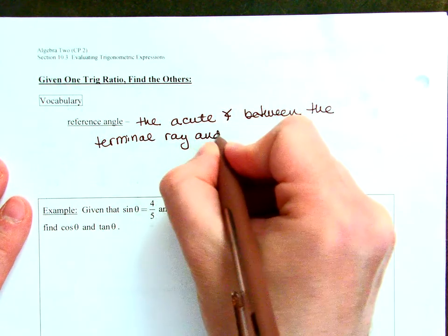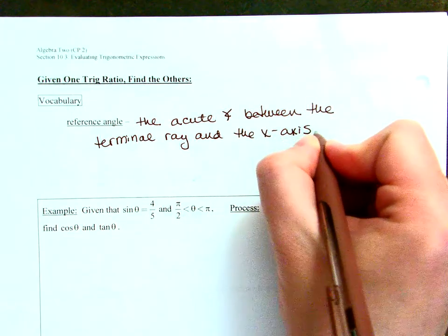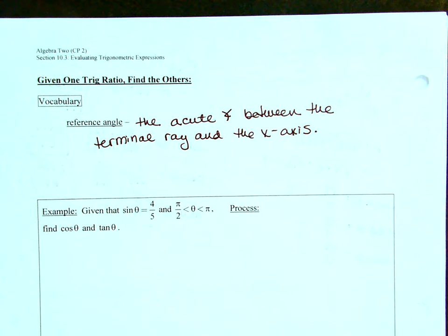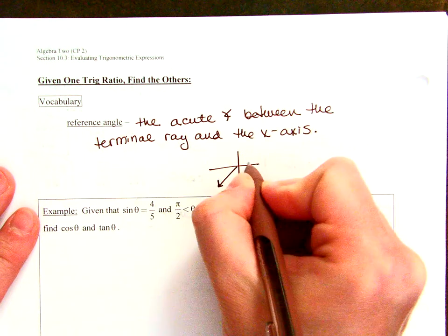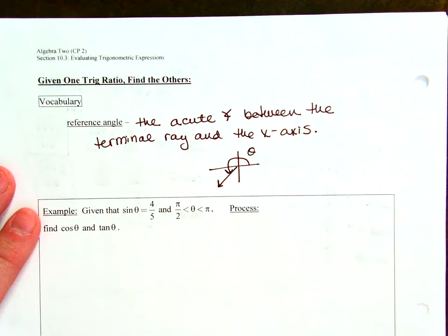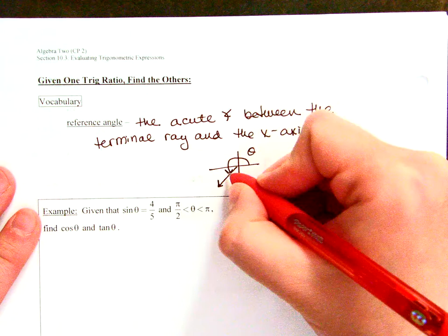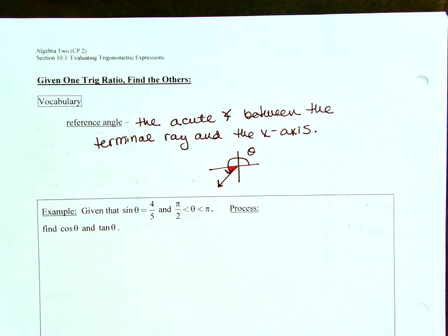and the x-axis. The reference angle is the acute angle between the terminal ray and the x-axis. We will see why this is important, and I'll show you exactly what it means. Actually, no, why don't I show you what it means right now? Let's say we have an angle with the terminal ray over here. Here's my angle theta. Well, the reference angle is between the terminal ray and the x-axis, so it's this little angle, this little acute angle inside there.